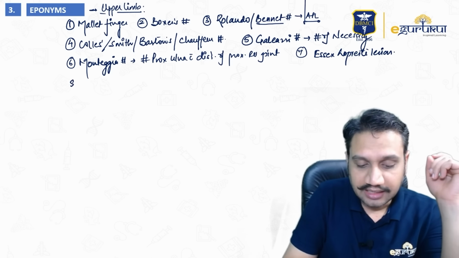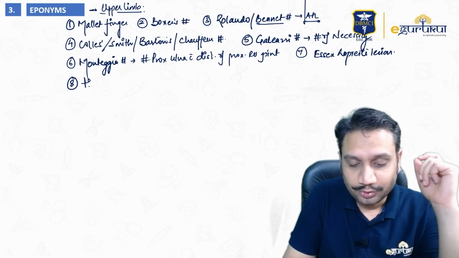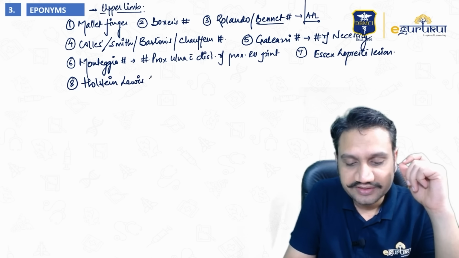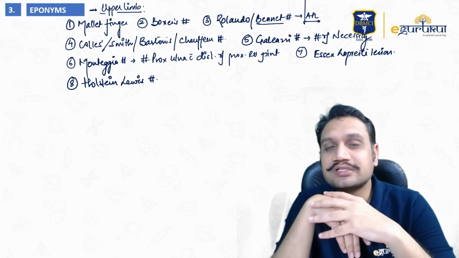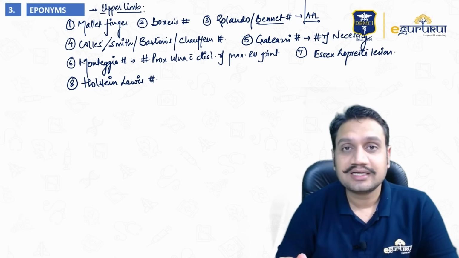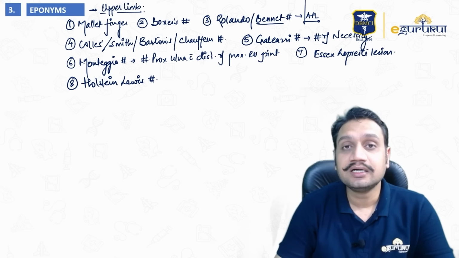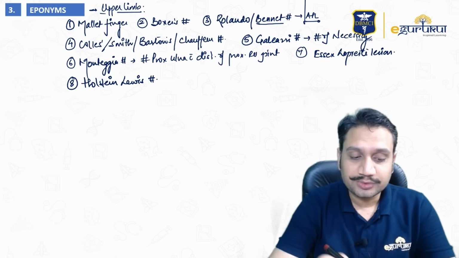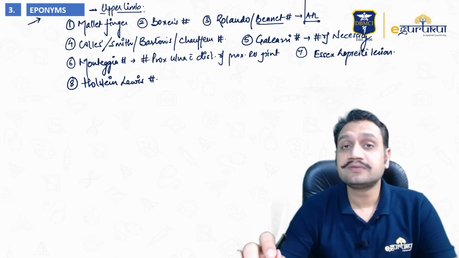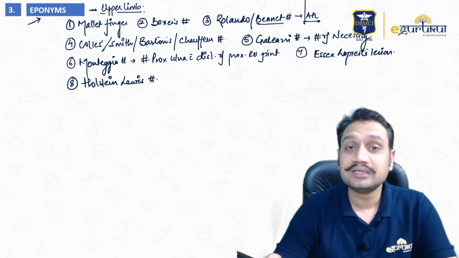Then number 8, in the arm we have one fancy name which is known as Holstein-Lewis fracture. What was that Holstein-Lewis? A spiral oblique fracture of the distal third of the humerus, right, which can very commonly involve the radial nerve leading to wrist drop. So that's what I said: with the eponyms, you must remember the nerves which may be injured with the particular fracture. So these are eponyms from the upper limb.